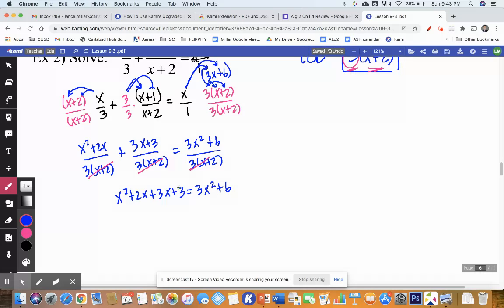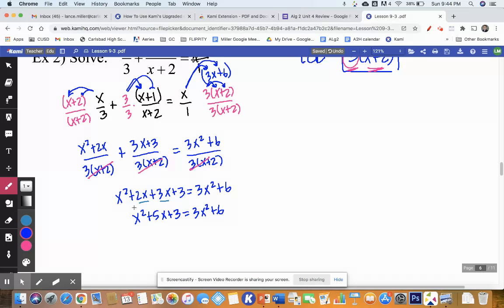Before we start moving things to the left and right, I have a couple like terms here. I have 2x plus 3x. So let's add those together. x squared plus 5x plus 3 equals 3x squared plus 6. All right, now let's start moving stuff over.